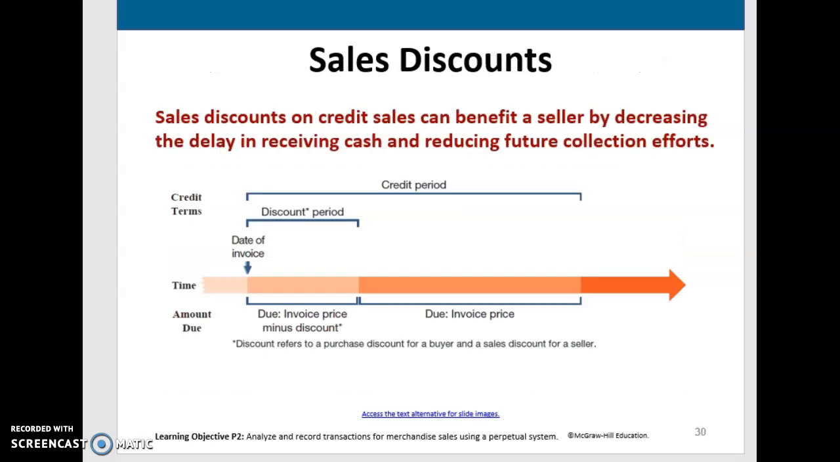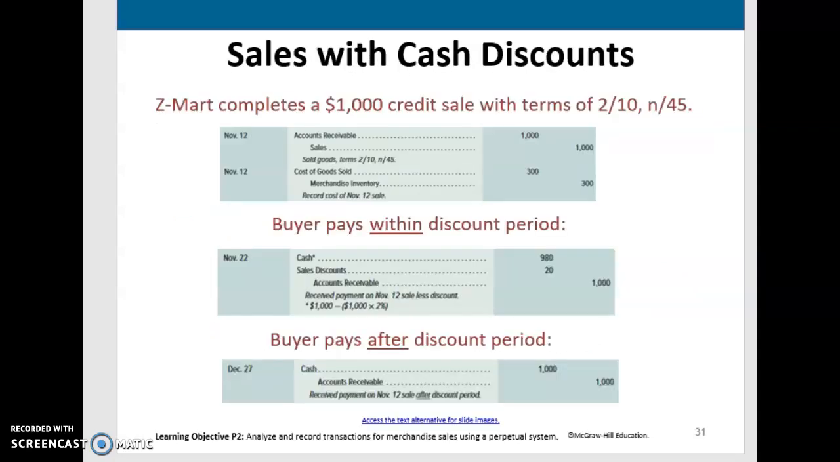We have sales discounts we might offer to our customers, just like we had purchase discounts on the other side. So it will be the same thing on our invoices. We'll show terms that are 2/10, net 30, for example. So here again, we have that credit sale where we sold it for $1,000. We recorded the cost of goods sold.